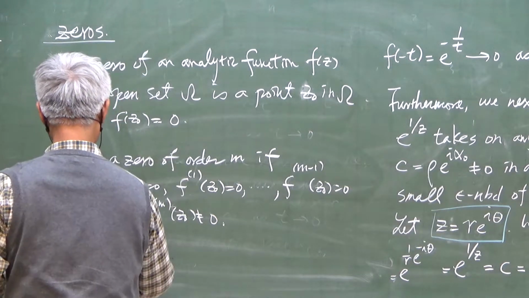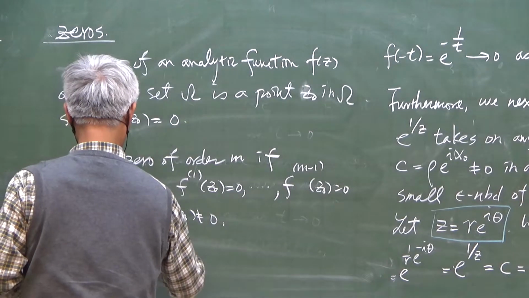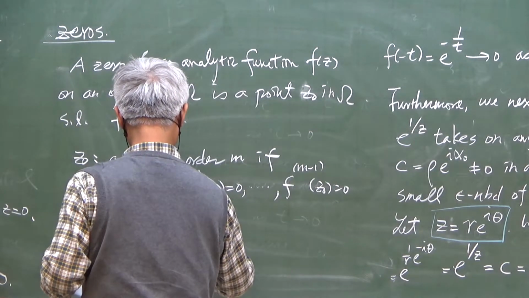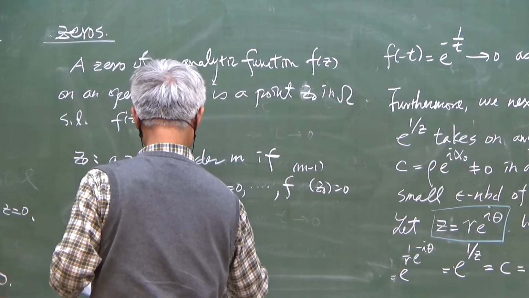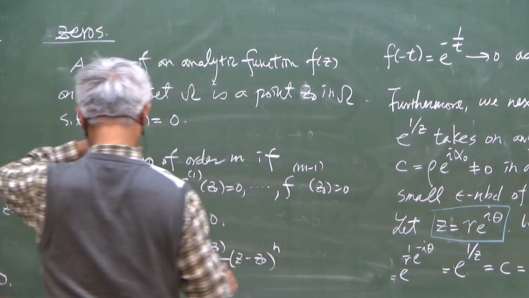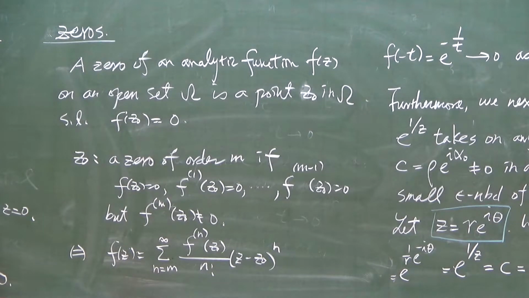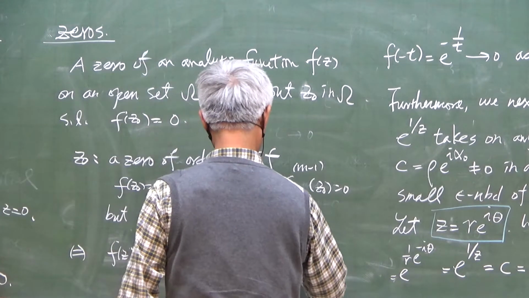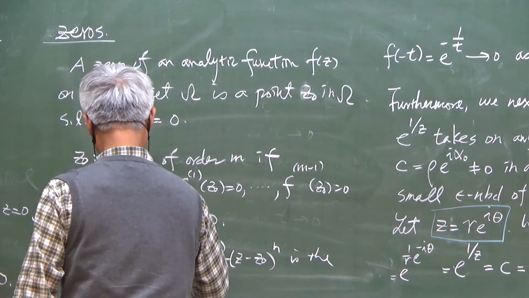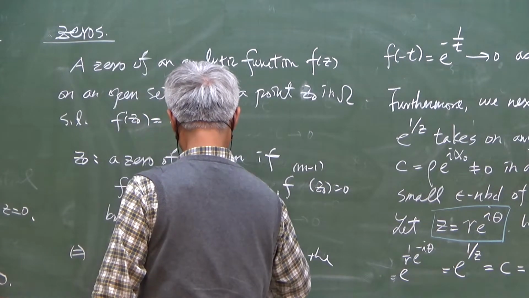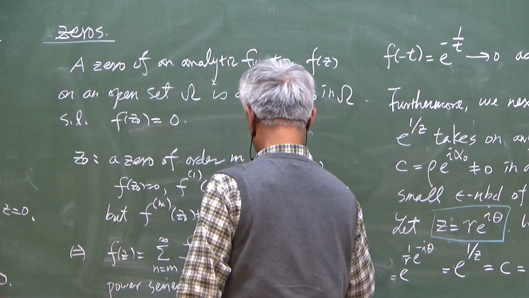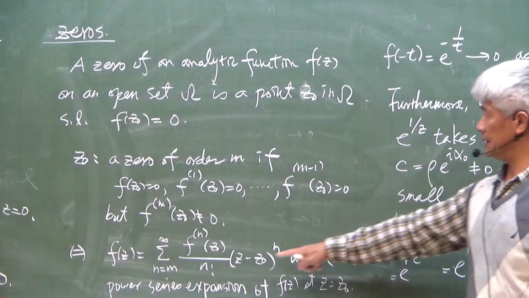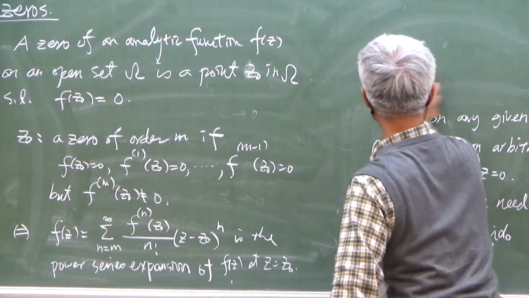So that means that the expansion is a sum over n from m to infinity. So in the expansion, the first non-zero coefficient is when n equal to m. Okay, so this is the power series expansion of f of z at z equal to z sub 0. If z sub 0 is a zero of order m, then this is the power series expansion of the function at z sub 0.